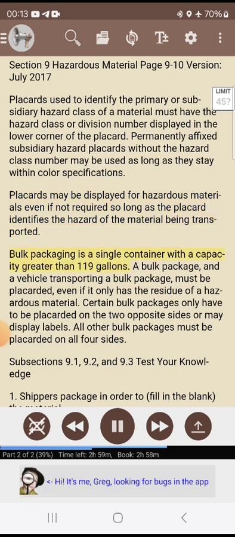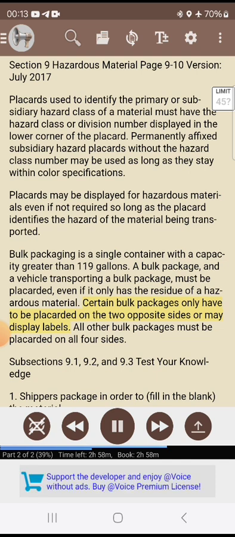Bulk packaging is a single container with a capacity greater than 119 gallons. A bulk package, and a vehicle transporting a bulk package, must be placarded, even if it only has the residue of a hazardous material. Certain bulk packages only have to be placarded on the two opposite sides or may display labels. All other bulk packages must be placarded on all four sides.